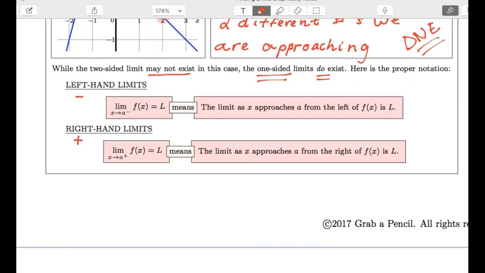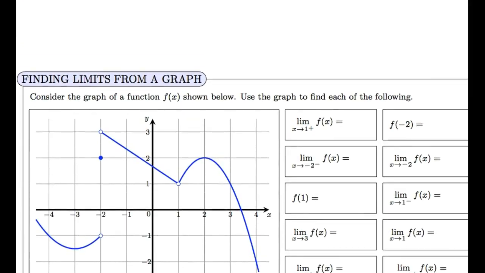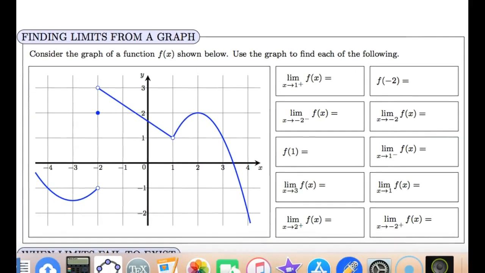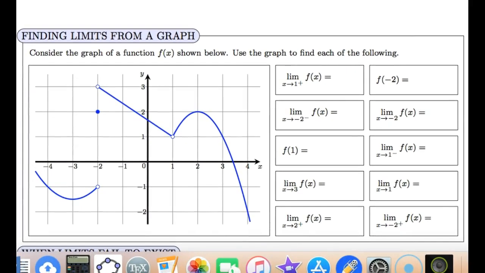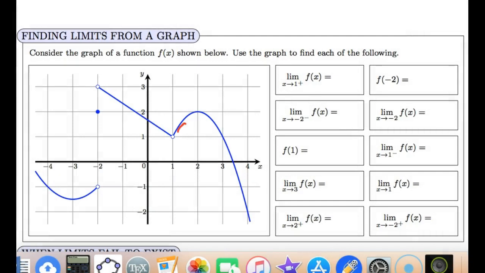So let's look at finally an example of finding limits from a graph. Here we go, piecewise functions. Use the graph to find each of the following limits. See that big plus? That is a one-sided limit. So as x approaches 1 from the right, here's 1, and 1 from the right is right here, and that's going to be 1.